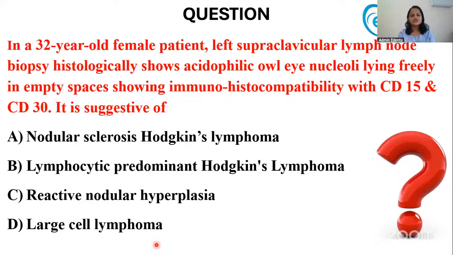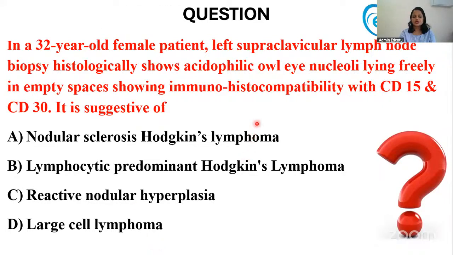The next question. In a 32-year-old female patient, a left supraclavicular lymph node biopsy histologically shows acidophilic owl eye nucleoli lying freely in empty spaces, showing immunohistochemical positivity with CD15 and CD13. It is suggestive of which type of lymphoma? In the last question, we had a look at leukemia. In this question, we have to look at lymphoma. Is it nodular sclerosis, lymphocyte predominant, reactive nodular hyperplasia, or large cell lymphoma?